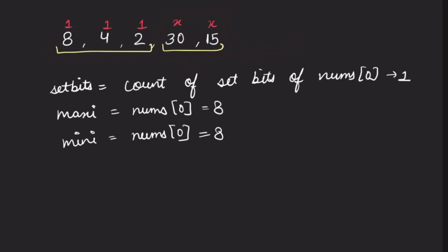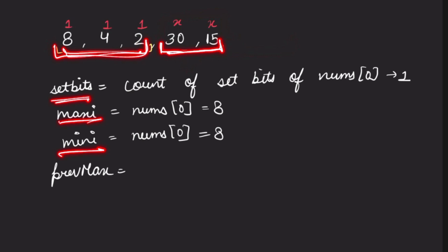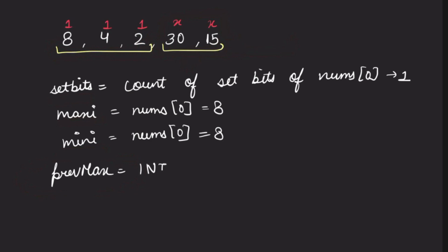And then what is the other thing that you need? The maximum of the previous segment. Because if this is my current segment and I am identifying its minimum, maximum and number of set bits, I should also know the maximum number of the previous segment. For that, we are using this variable previous maximum. Since we are at the first segment, we do not have any segment before it, so initially we can keep its value as int min, whatever is the minimum value that we can keep inside this, so that we can consider this segment.